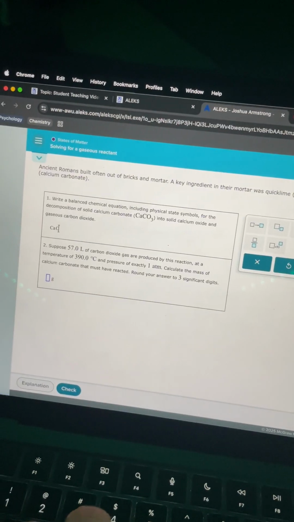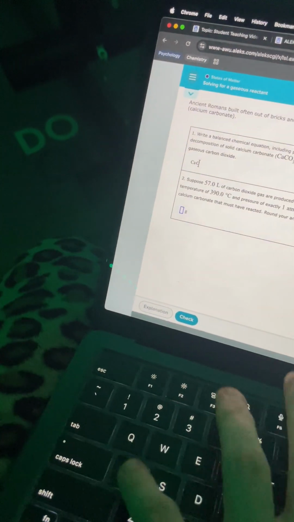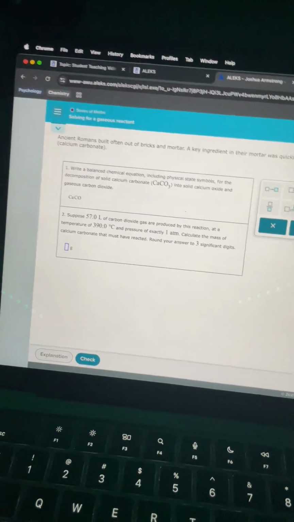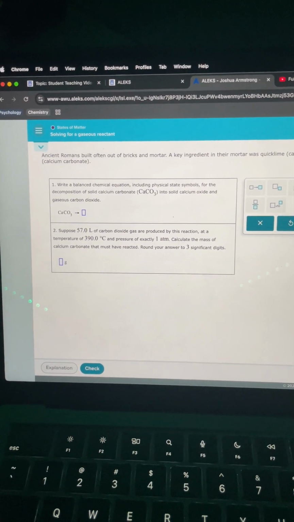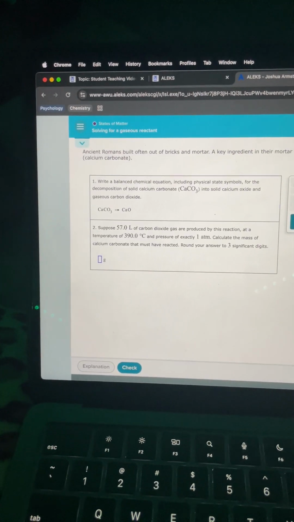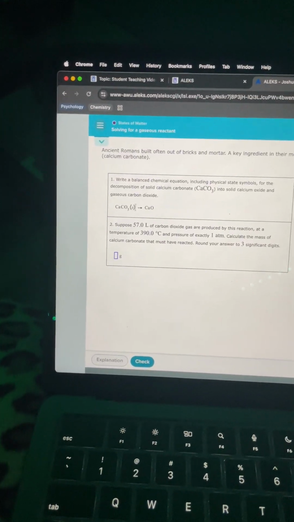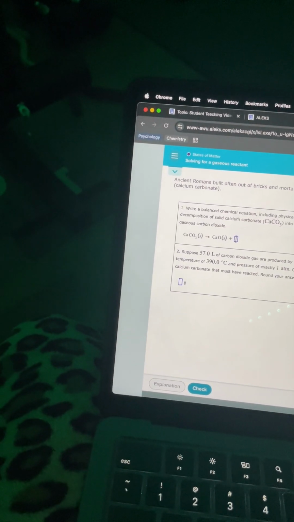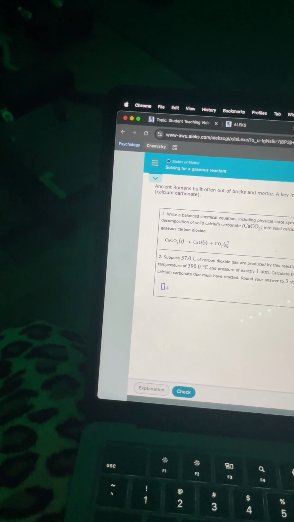So it gives us the first part. So we're just gonna write it out. And then decomposition, so it just breaks down into CaO. Actually, we gotta include the physical state. S plus CO2, this is the gas.